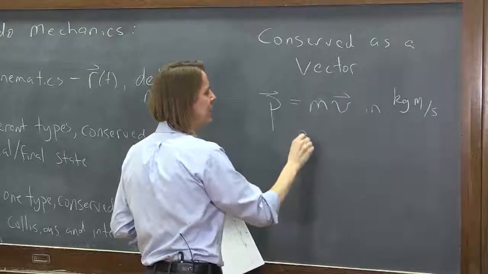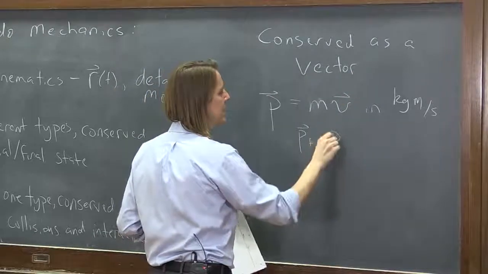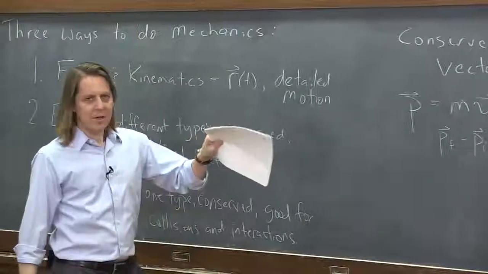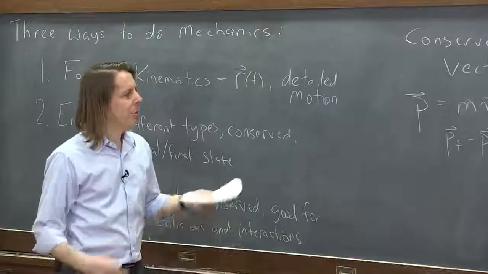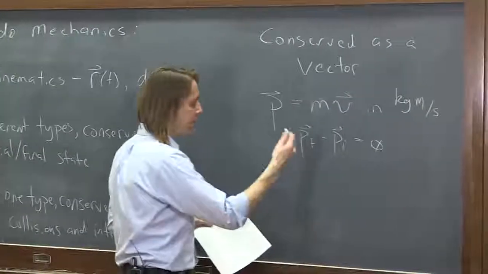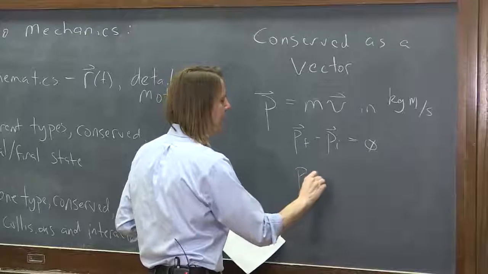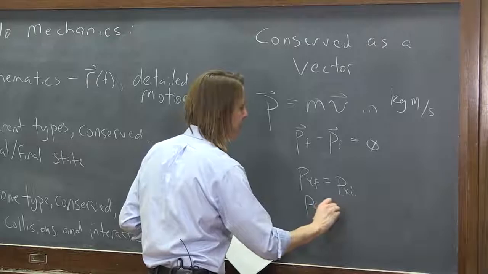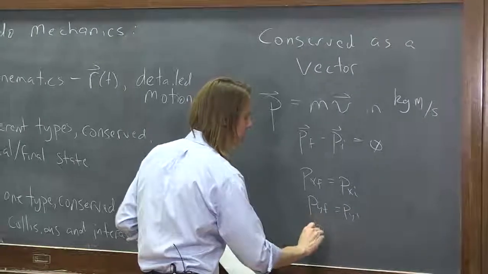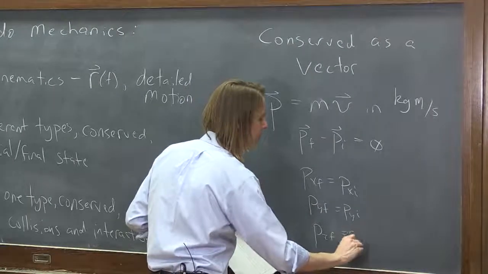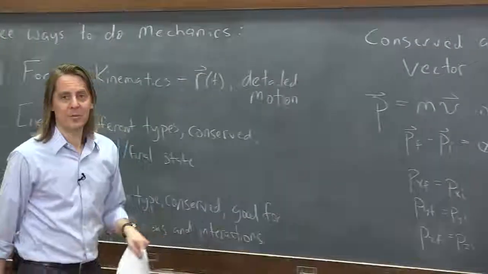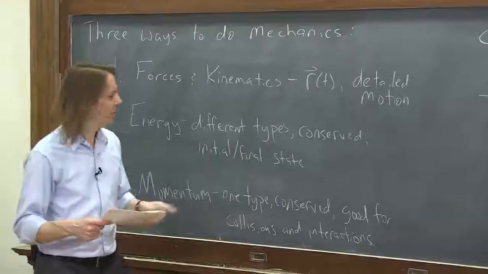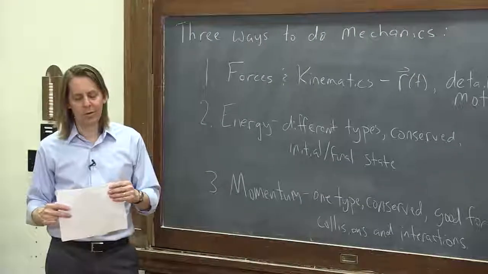And one thing to keep in mind, it's conserved as a vector. So what that means is that p final minus p initial equals 0. And you'll see why, as we go, the vector part is important. One reason it's important is it gives you conservation in all three dimensions. It means that px final must equal px initial, and py final equals py initial, and pz final equals pz initial. So that's useful for problems. It gives you three equations. But there are also other, more fundamental reasons why it's interesting that it's conserved as a vector while energy is conserved as a scalar, which we'll get to.